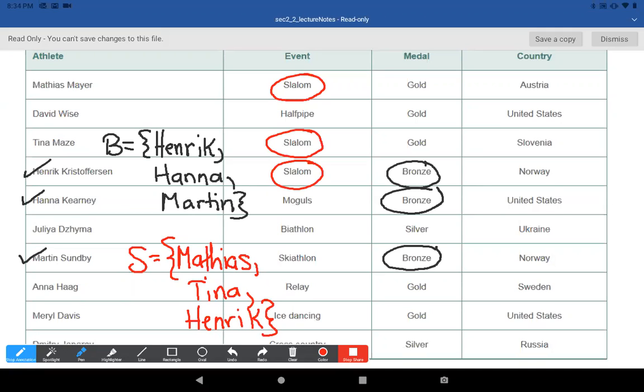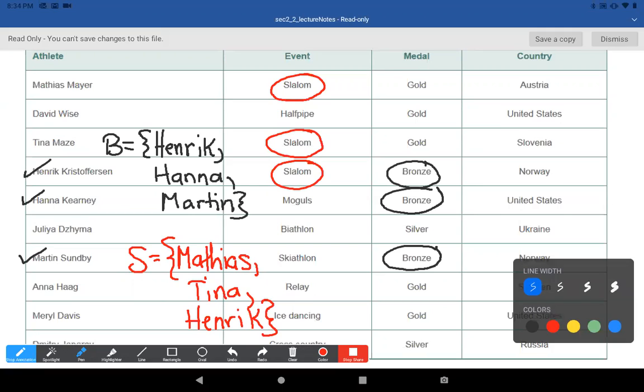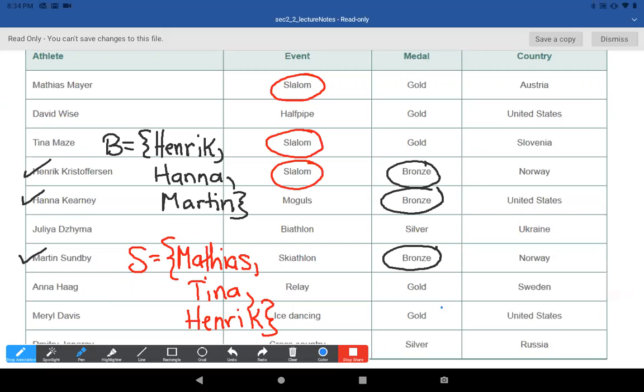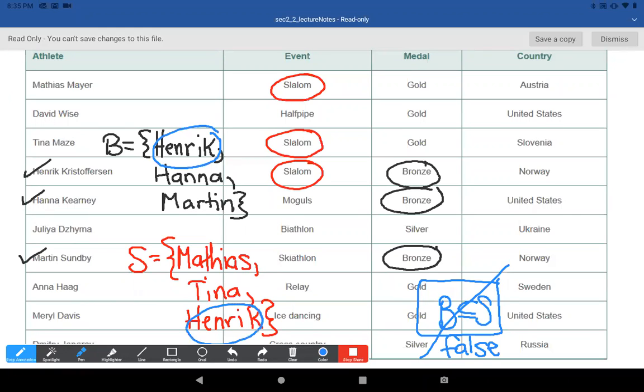So when they're asking us if B, or they're trying to claim, right, their claim was that B is a subset of S, we can say that's false. B is not a subset of S, right? In fact, the only person on the list that comes from S is Heinrich. But Hannah's not on the list and Martin's not on the list of S's, right? So that's false. That one's false.